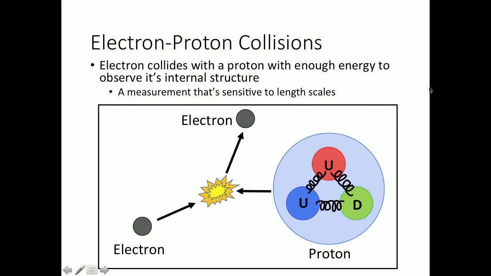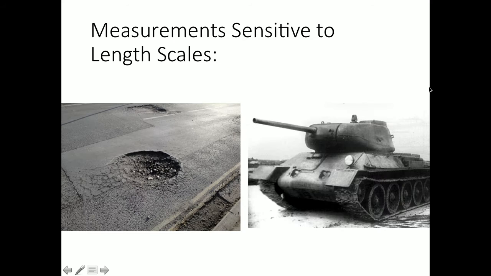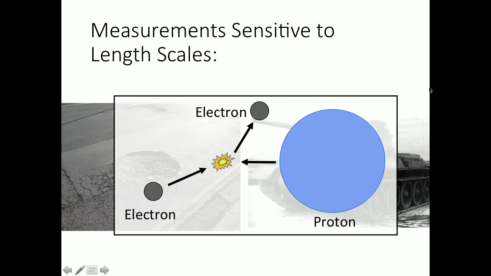What does that mean? Let's draw the analogy to something we're more familiar with, particularly on our wonderful Michigan roads: potholes. How I experience this pothole is going to depend on how I measure it, what I decide to drive over it with. If I decide to drive over it with a tank, the pothole's not really going to bother me. It'll look like a smooth, beautiful, wonderful road. That would be the equivalent of a very low energy electron-proton collision. This proton just looks like a big blob. I can't see any of the internal structure.